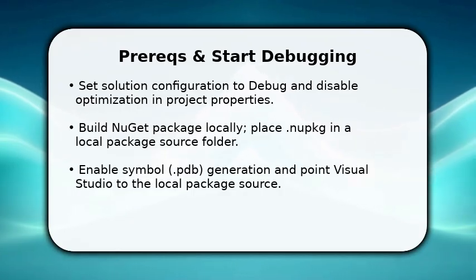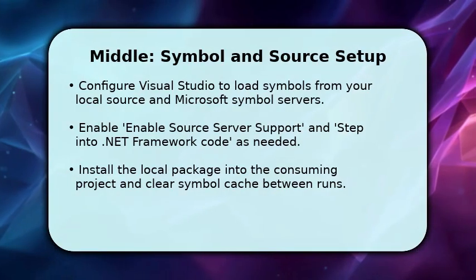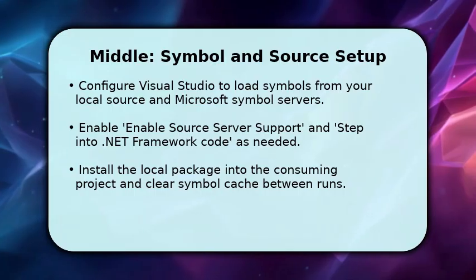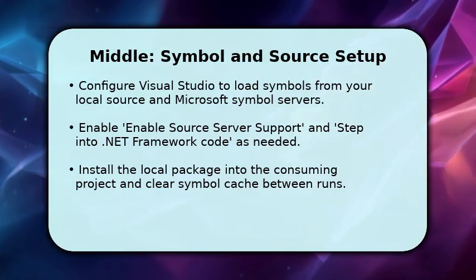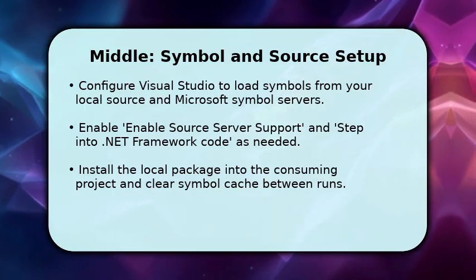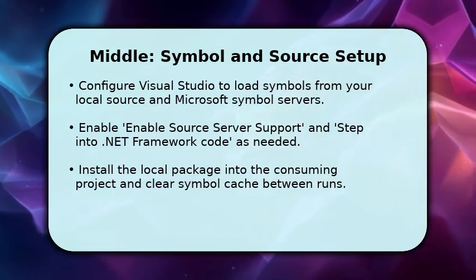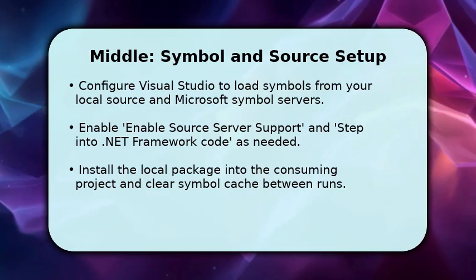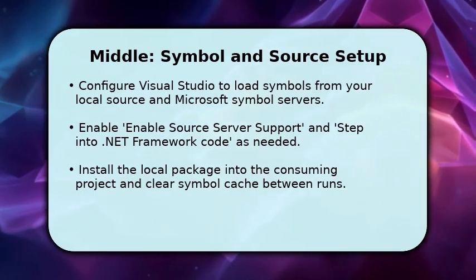You now focus on telling Visual Studio where code and symbols live so stepping works reliably. Point the symbol file locations to your local package folder and add Microsoft symbol servers for system code. Enable source server support and enable Just My Code only when appropriate. This helps map code lines.